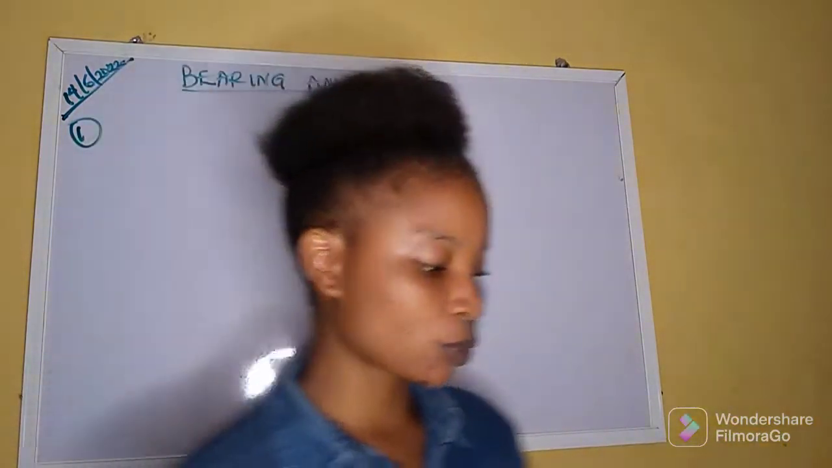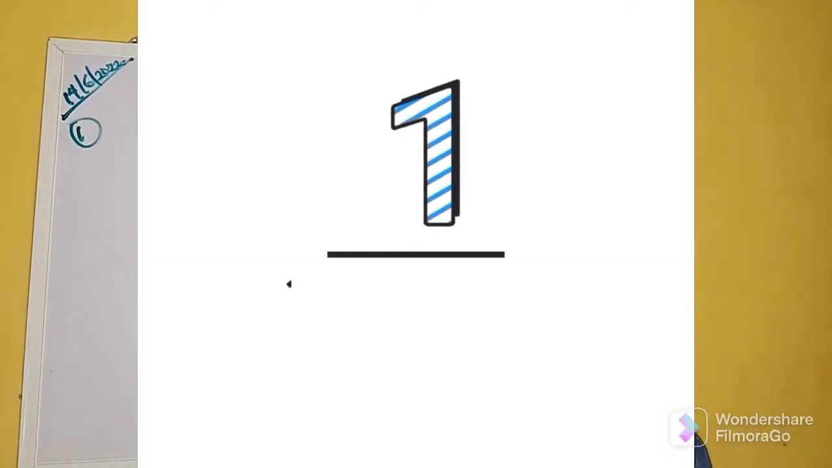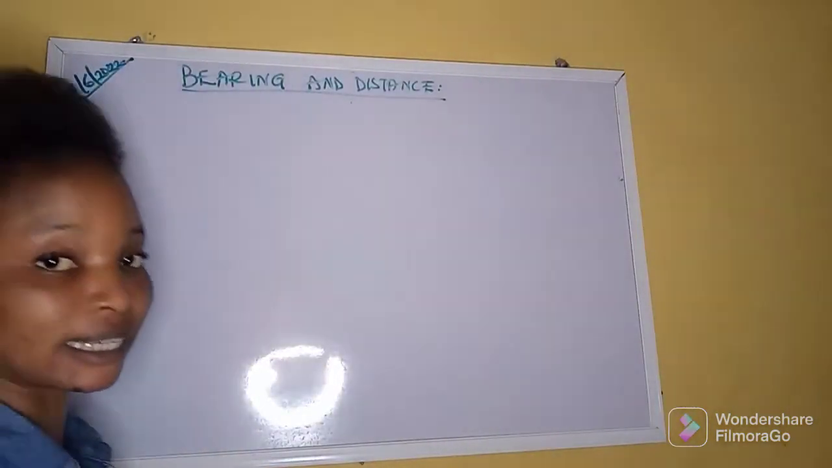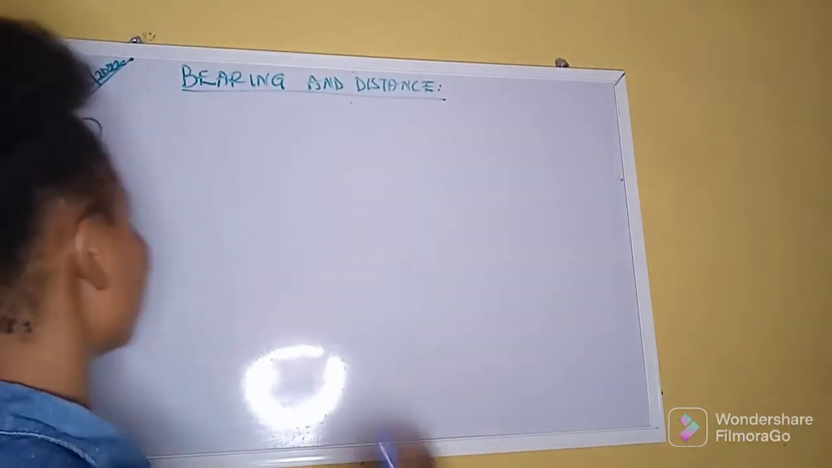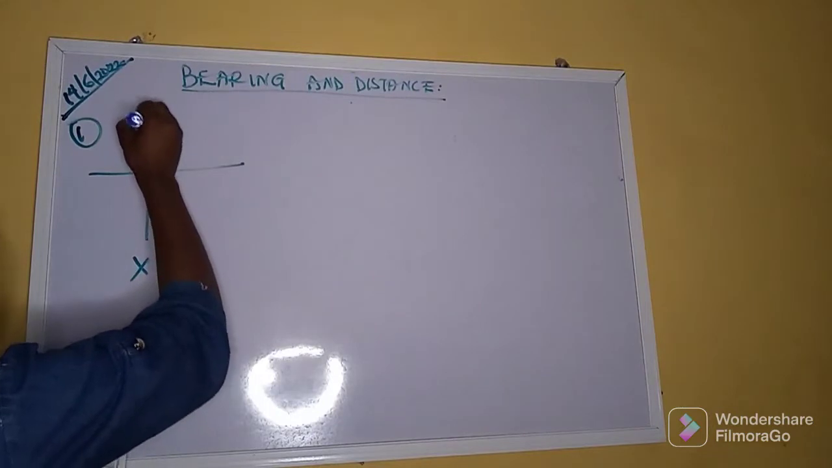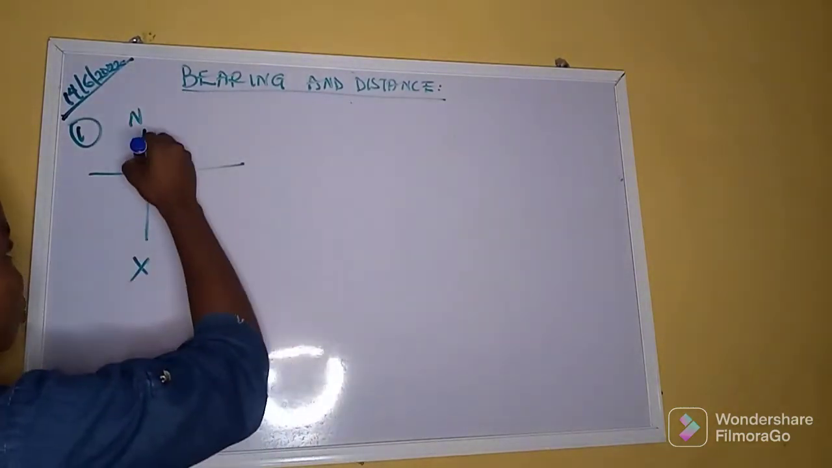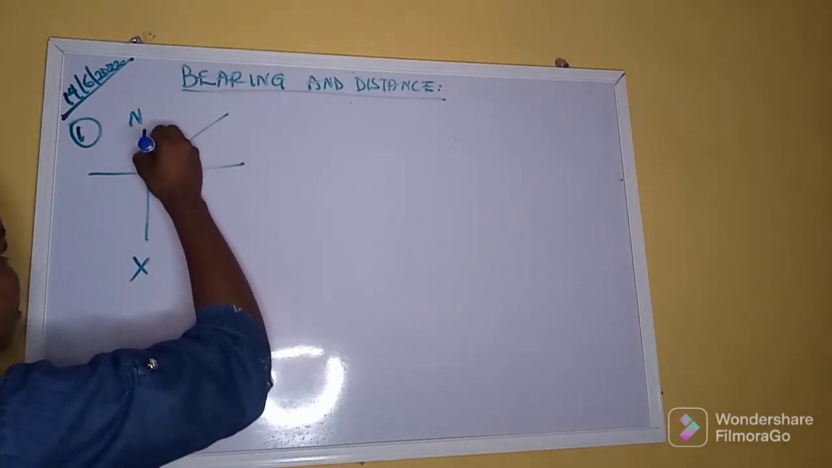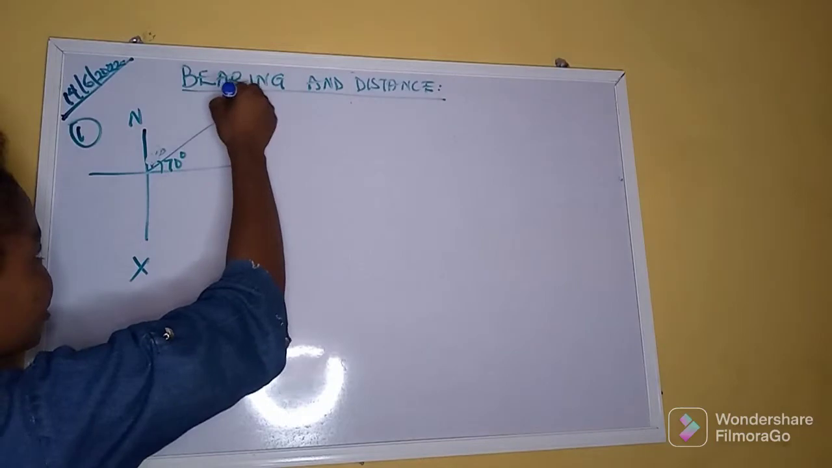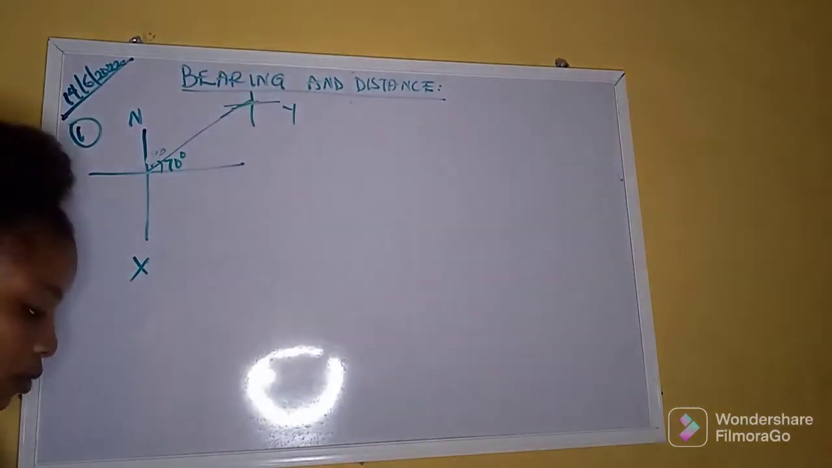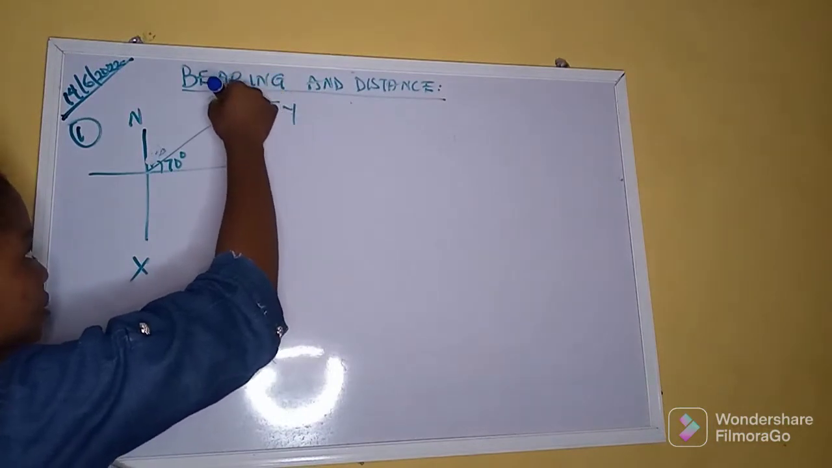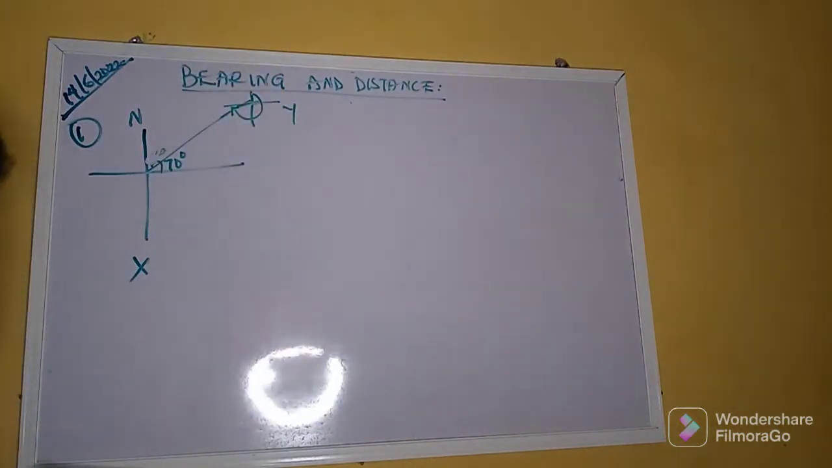Shall we learn? Now, number one question says, the bearing of y from x is 070 degrees. What is the bearing of x from y? Like I said earlier, bearing talks about the four cardinal points. So this is your x, and the question says 70 degrees. This is your y, and the question asks, what is the bearing of x from y? That is what we're asked to do.